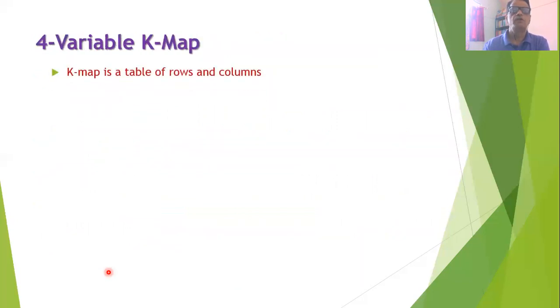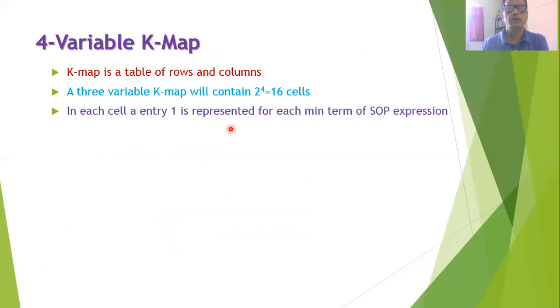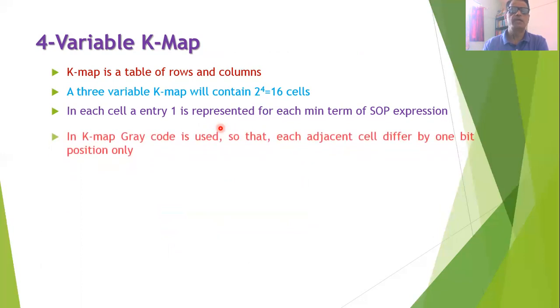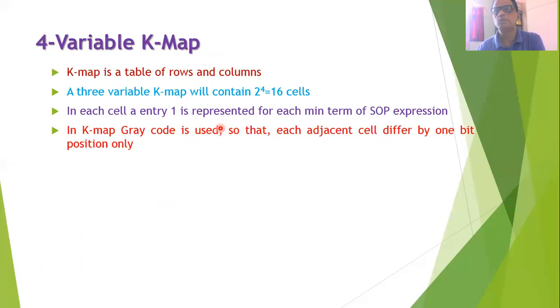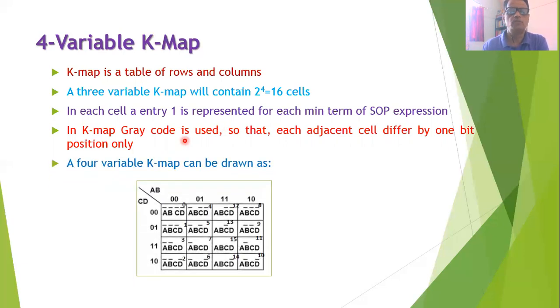Now we will go for the 4-variable Karnaugh map. A 4-variable Karnaugh map will contain 16 cells, 2 raised to 4 is equal to 16 cells. In each cell, we will make an entry 1 for the minterm of the SOP expression. In this Karnaugh map also, we are making use of gray code. So we can draw the 4-variable Karnaugh map as shown in this diagram.